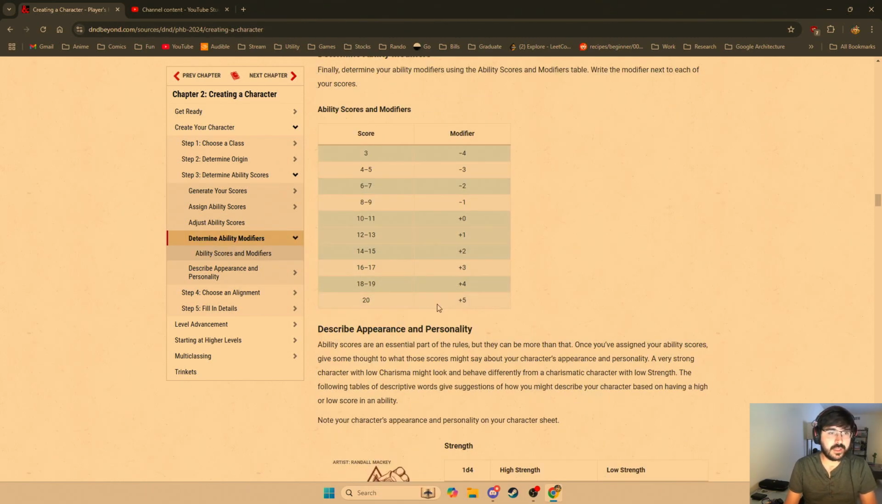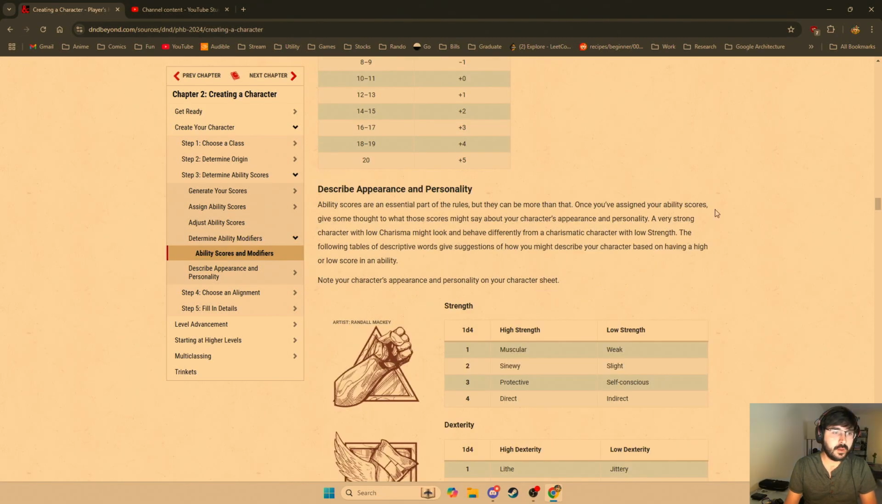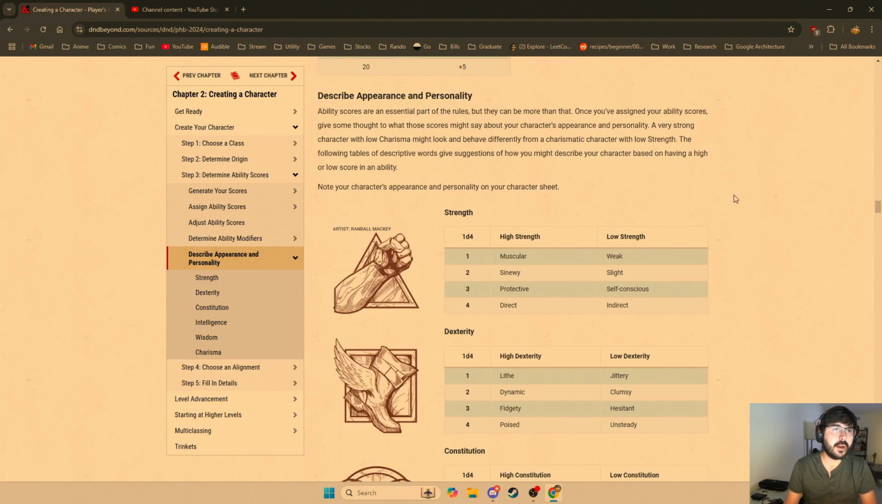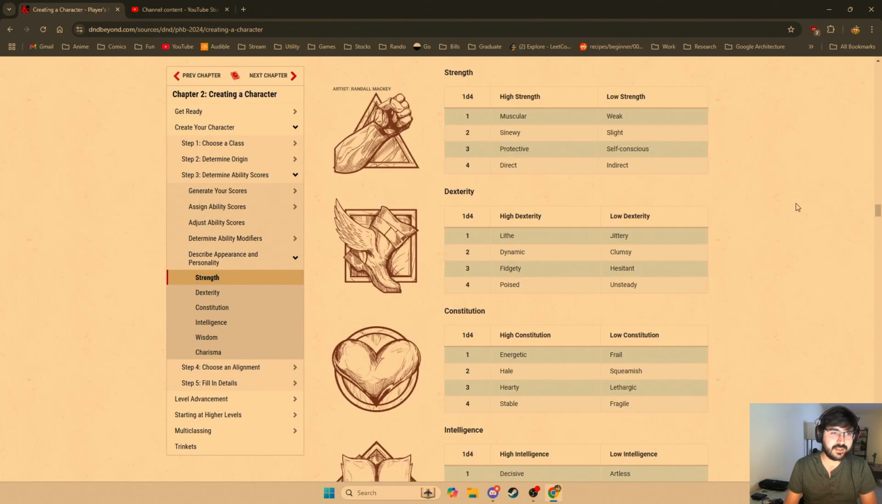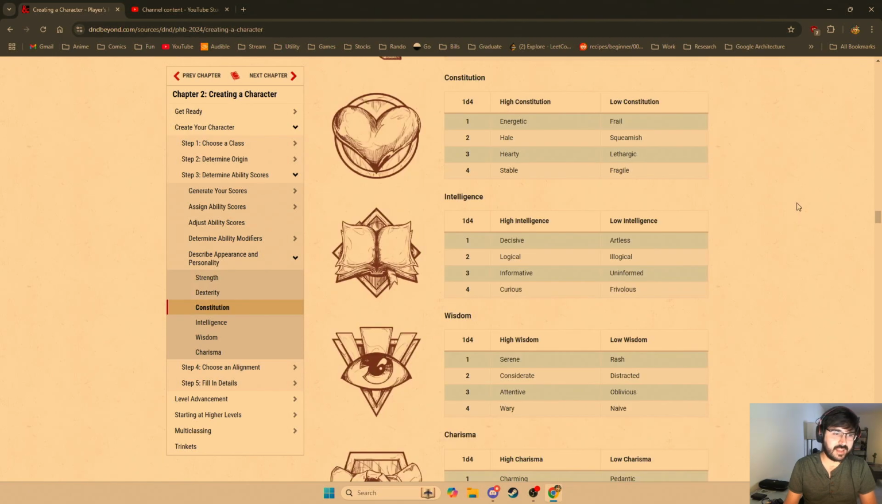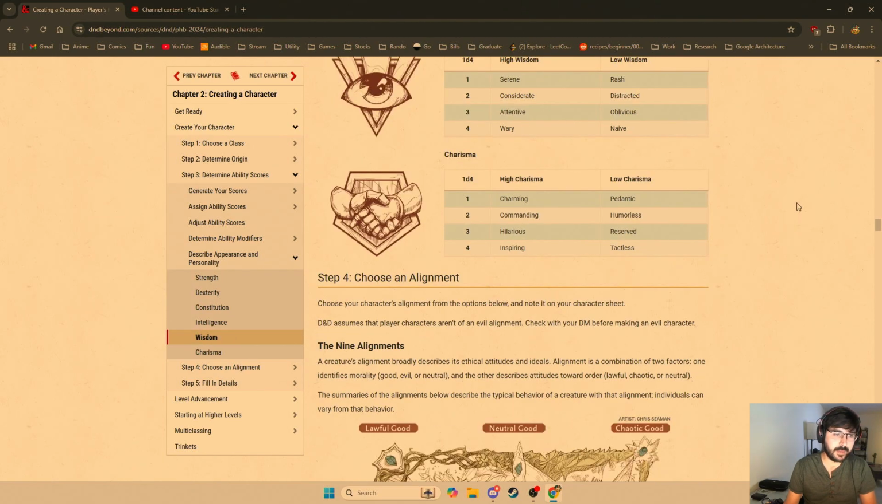And remember, these are the modifier spreads. Then appearance and personality. These are just kind of roles. They aren't really necessary. They're nice to have. I wouldn't worry too much about this.